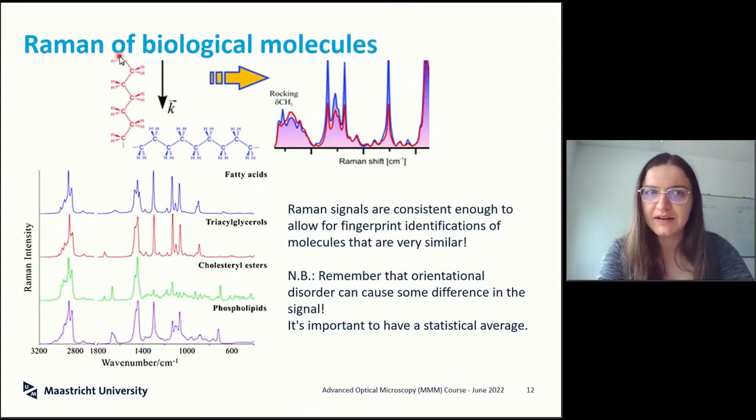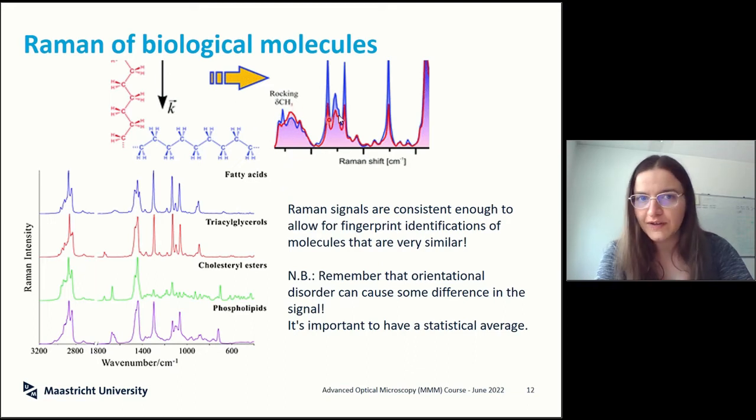You can see here basically the same molecule in one direction or the other direction. This is a fatty acid. If you end up having them oriented against where the Raman source is coming from, the overall spectra is still the same. So if you're just interested in the overall fingerprint, it's not a problem. But if you have a strong orientation, it could affect the intensity of your Raman signal.